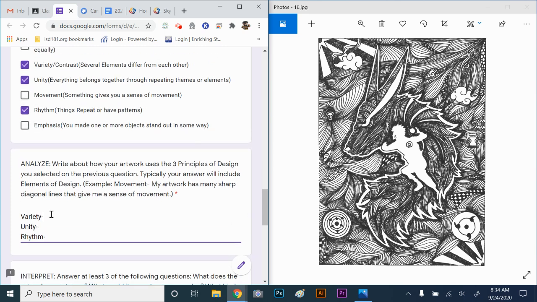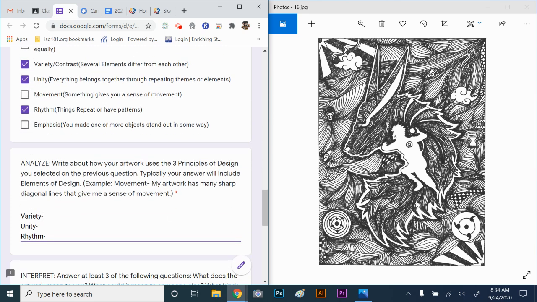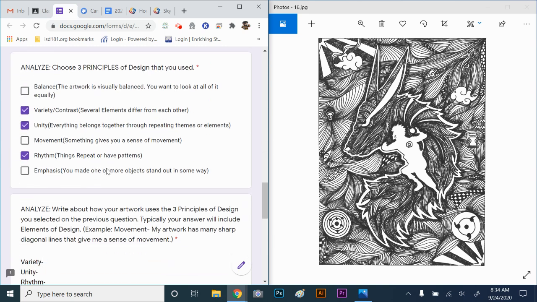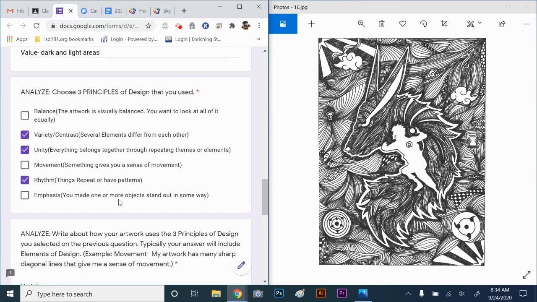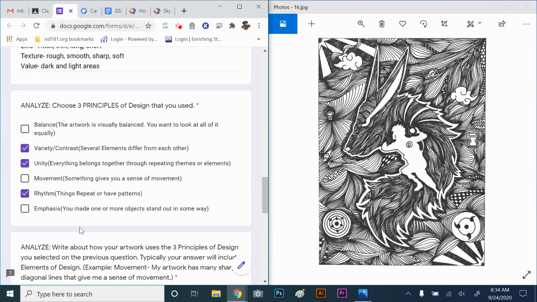And then basically what you need to do here is explain how your artwork has that. So I'll go through all of these really quick, but just know that you would type in here for just the 3 that you have. So balance, remember we talked about symmetrical and asymmetrical? We would just say this has asymmetrical balance. Literally, that's all I need to say, and I'm good to go, as long as I correctly state that.